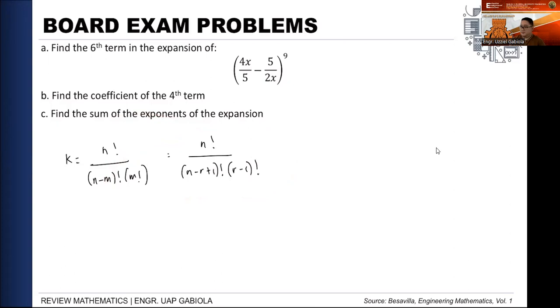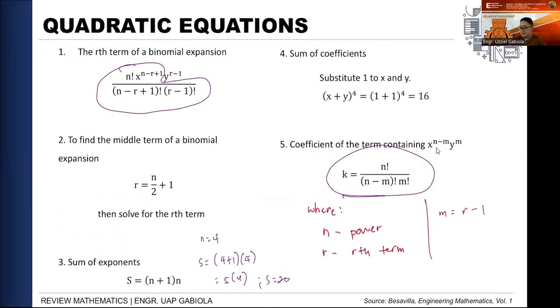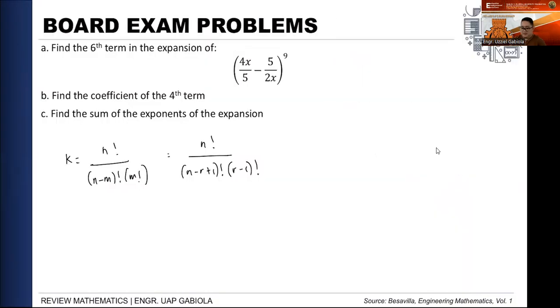Sir, excuse po. Di po ba yung n minus r minus 1 lang po? R plus 1 po nasulat niyo dun saan? May minus sign ka dito, no? So, para nangyari ay r minus 1, distribute mo, negative r plus 1. Okay?